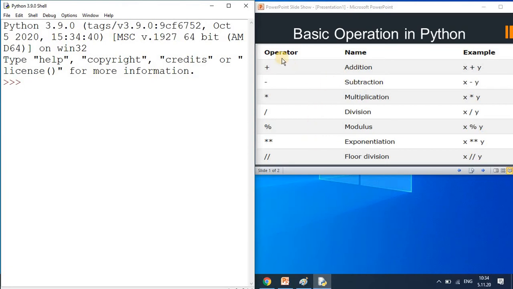As you see here on the right-hand side, there are some operators that we frequently use. As you are aware, plus is a very common one, used for addition, then subtraction. For multiplication we use the star, for division we use the slash, and here is the modulus. Modulus is used for calculating the remainder, and for power operations, meaning exponentiation, we use two stars for calculating the power. And for floor division we use two forward slashes. Later I will tell you and you will understand practically.